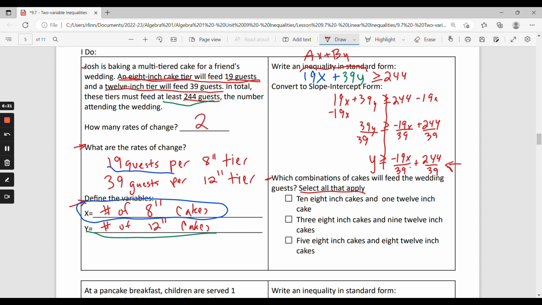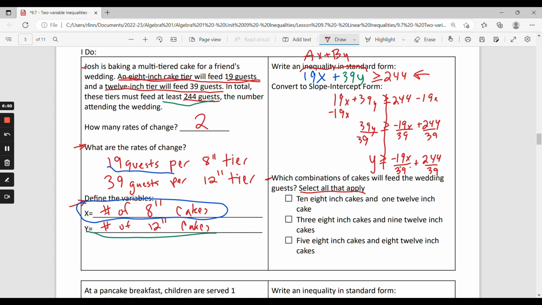But it looks to me like it might be easier for us to use our standard form up here. So I'm going to use my standard form when I'm trying to substitute in, just because I think it's going to be a little bit easier for me to do that math. I don't have to deal with this really big fraction here. So we're going to use that 19x plus 39y.